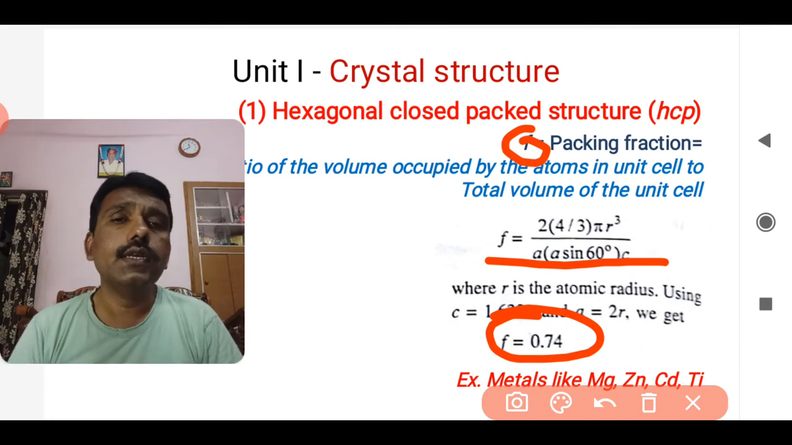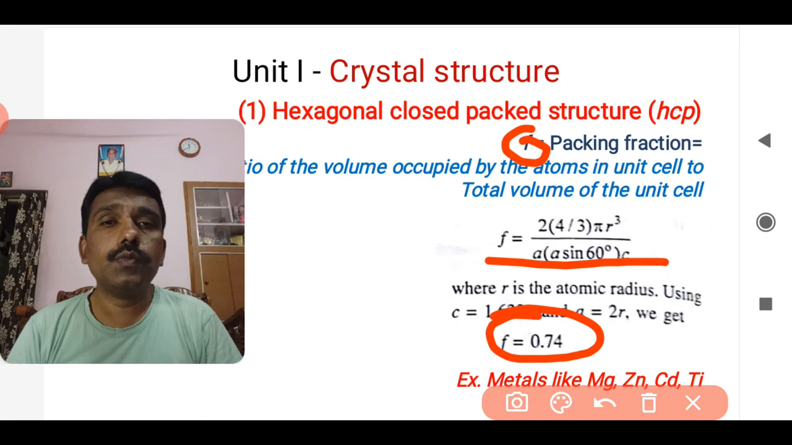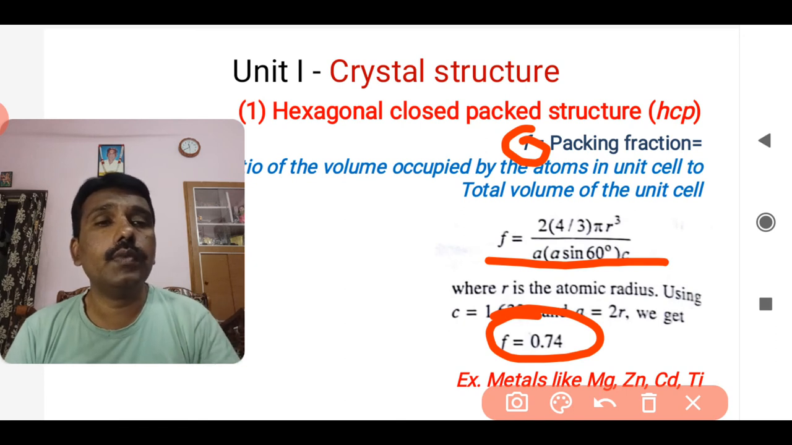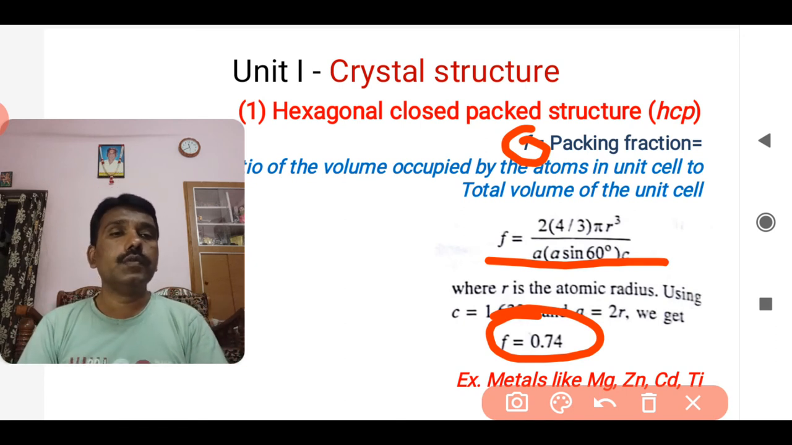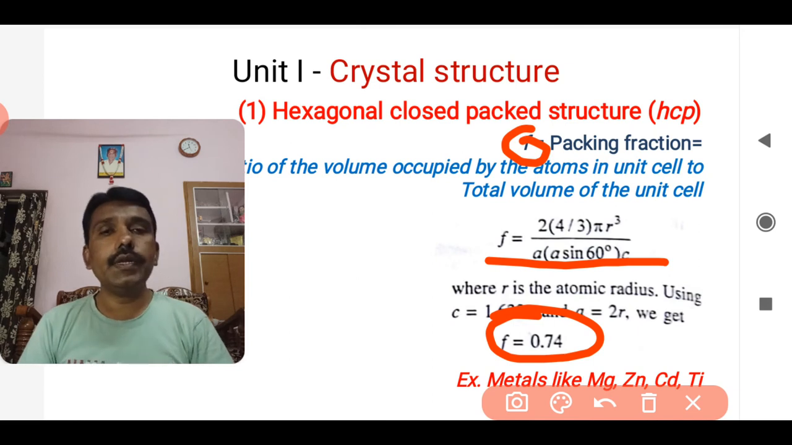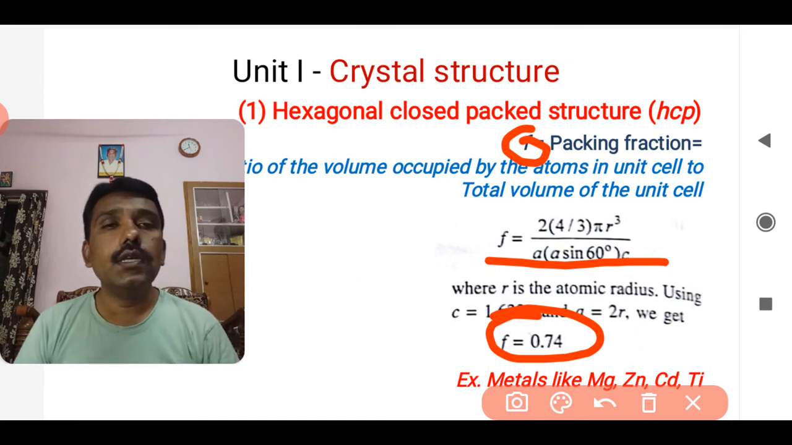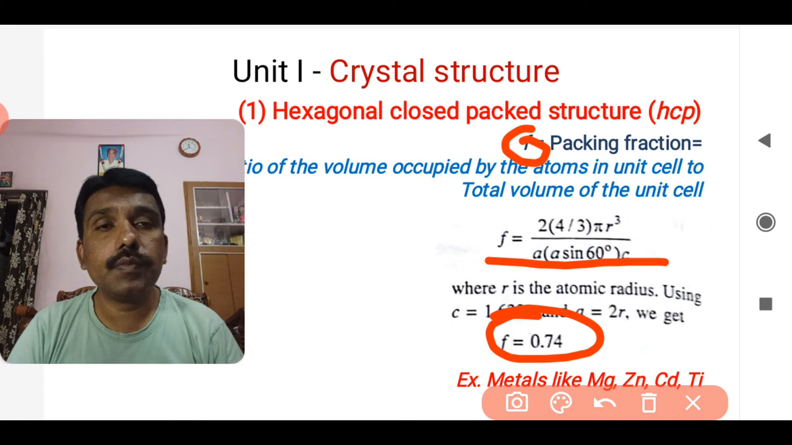Examples of such HCP structures are metals like magnesium, zinc, cadmium and titanium. These are the crystal structures that come under the HCP structure.